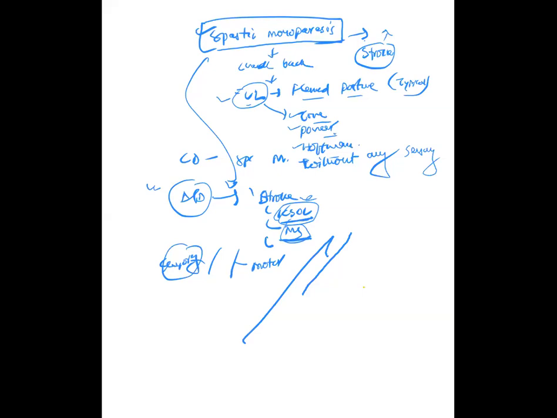Okay. Now regarding the investigation, what will I do? I will always check the brain, that is MRI of the brain. Again, for MS, I will do MRI of the spine, visual evoked potential, and CSF for oligoclonal bands. Okay. So this is spastic monoparesis without any sensory sign. And there is no case of spastic monoparesis with sensory sign.